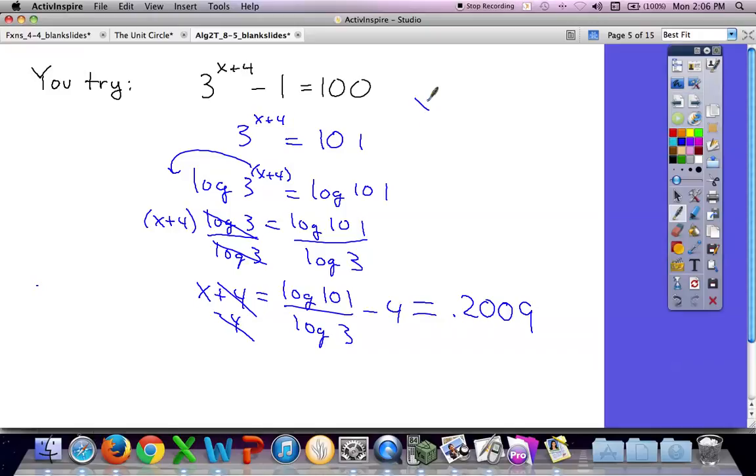x plus 4 equals 4.2009. If you would have just turned that into a decimal, and then if I said solve for x, what would you have done? Subtracted the 4. Maybe it would have been a little more clear. But this here is just a number. We could have simplified at any point along the way.